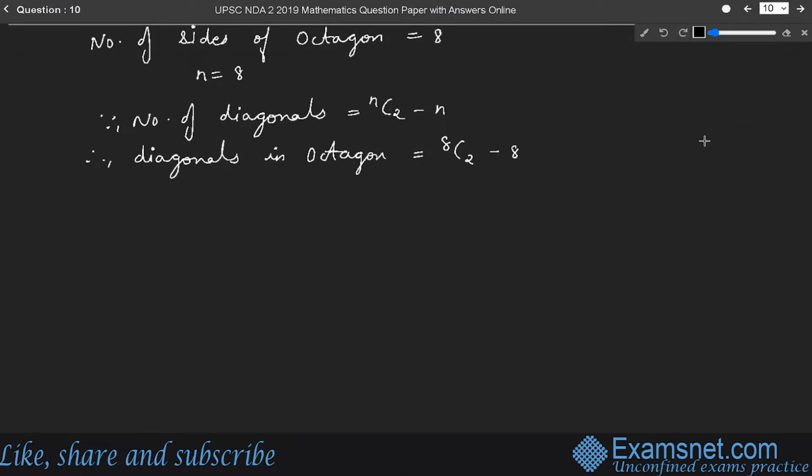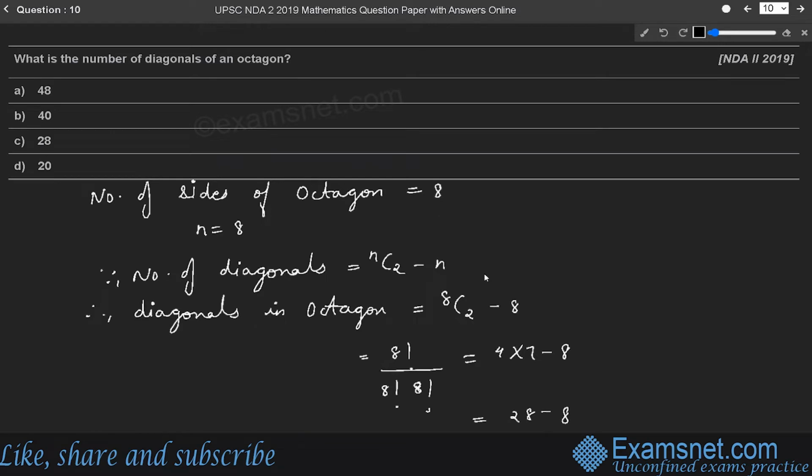So this will be equal to 8 factorial divided by 6 factorial into 2 factorial. So it will be equal to 4 into 7 minus 8, which is equal to 28 minus 8, which gives 20. Again, it is 8 here because it is 8C2. So we can say that the correct answer here is 20. So the correct option will be option number D.